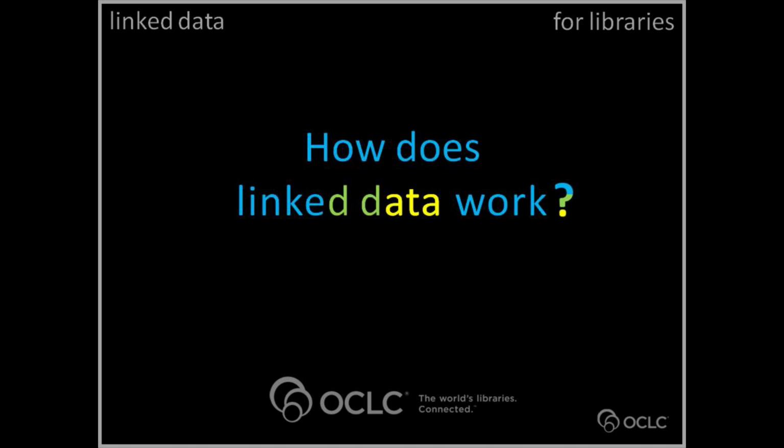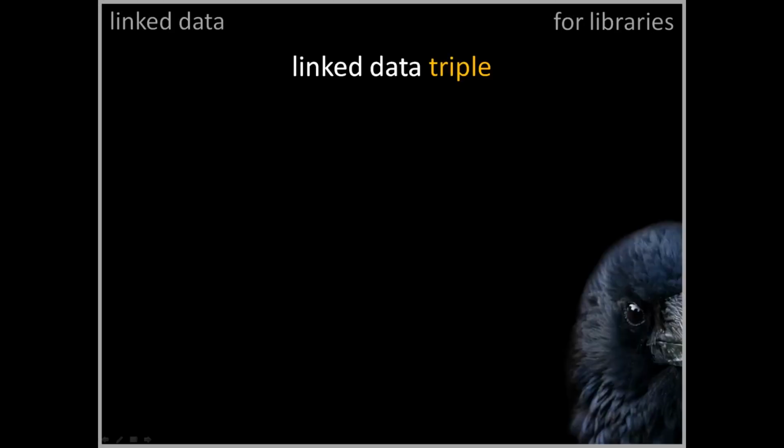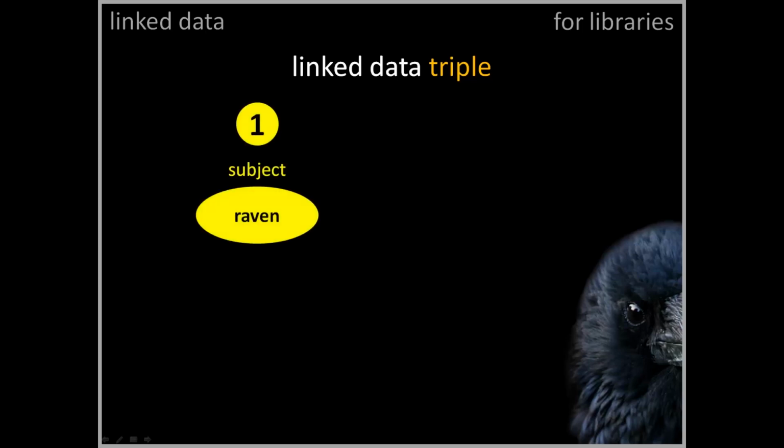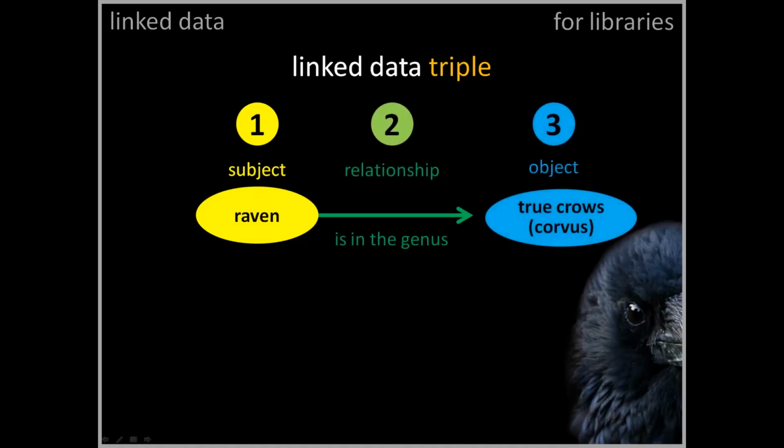Web developers describe these principles in terms of something called a linked data triple. Start with a concept of anything. Let's say a raven. Every piece of information about a raven can be described using a linked data triple. So let's start with the fact that the raven is in the genus of Corvus, which is Latin for true crows. We've got a subject, which is a linked data URI for information about ravens.